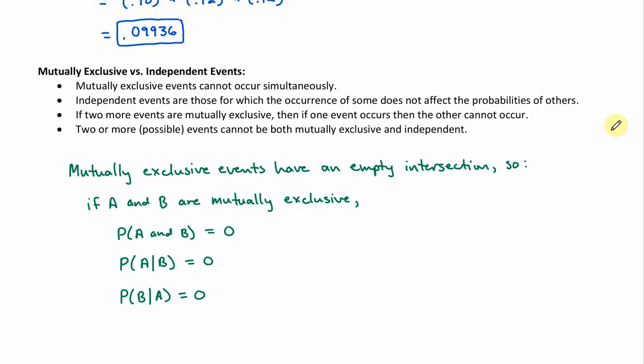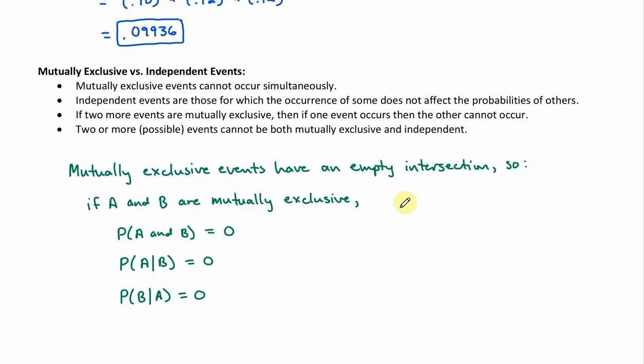Mutually exclusive events are just ones that can't happen at the same time. Those also can't be independent. Right? Because if they can't happen at the same time, then you go, well, if one happens, the other one couldn't. So that's definitely affecting the probability. So that's this part in green. So mutually exclusive events, empty intersection.